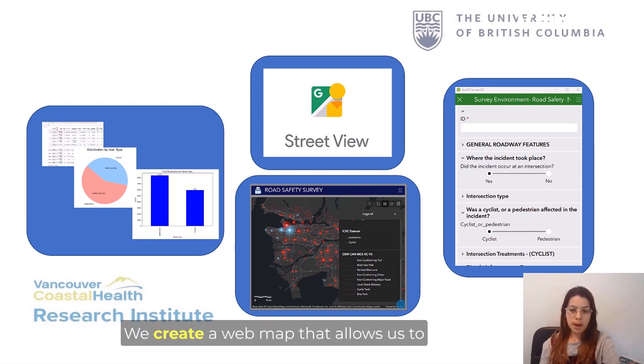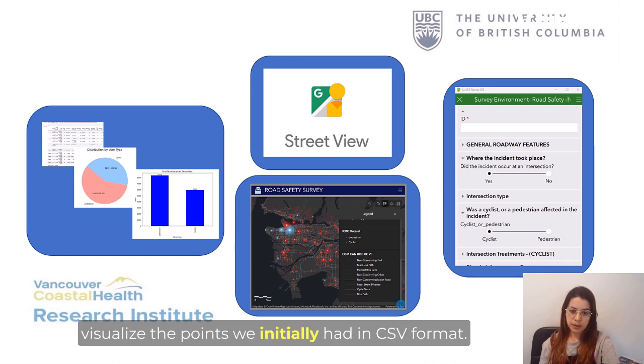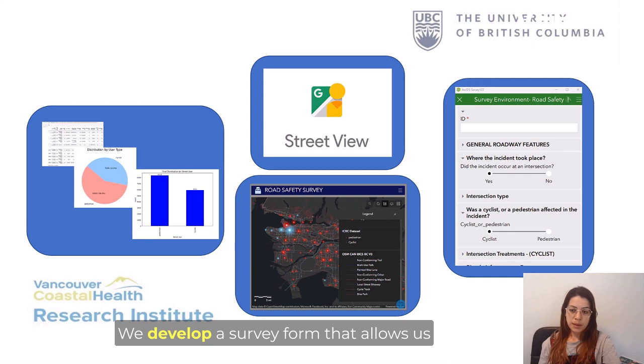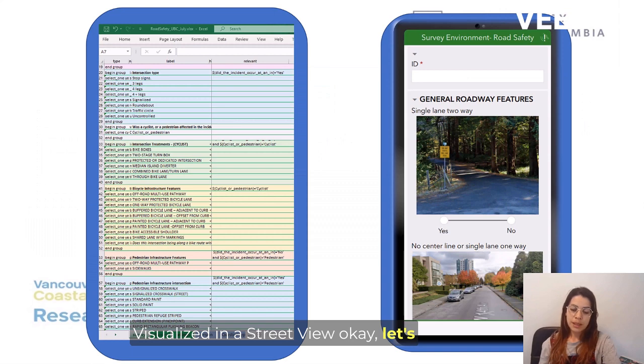We create a web map that allows us to visualize the points we initially had in CSV format. Furthermore, this map directly links us to the Street View scenes, enabling us to understand the environment's characteristics at the accident's date. We developed a survey form that allows us to record this visual information for each point visualized in Street View.